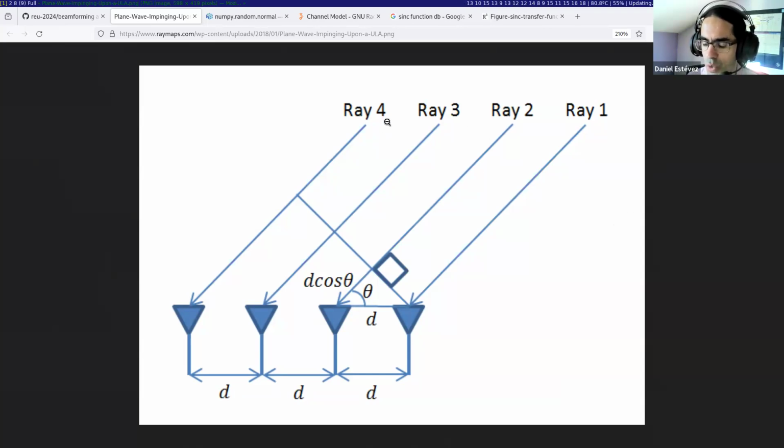If the source was offset from the screen, then yes, it arrives slanted to the antennas, but that slant doesn't contribute any additional delay difference. Only the angle theta here is what matters. That makes sense. That makes sense.